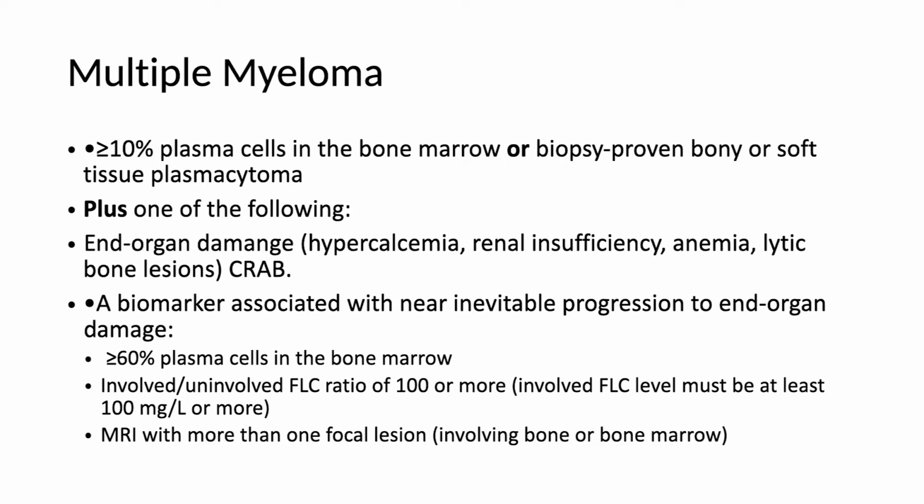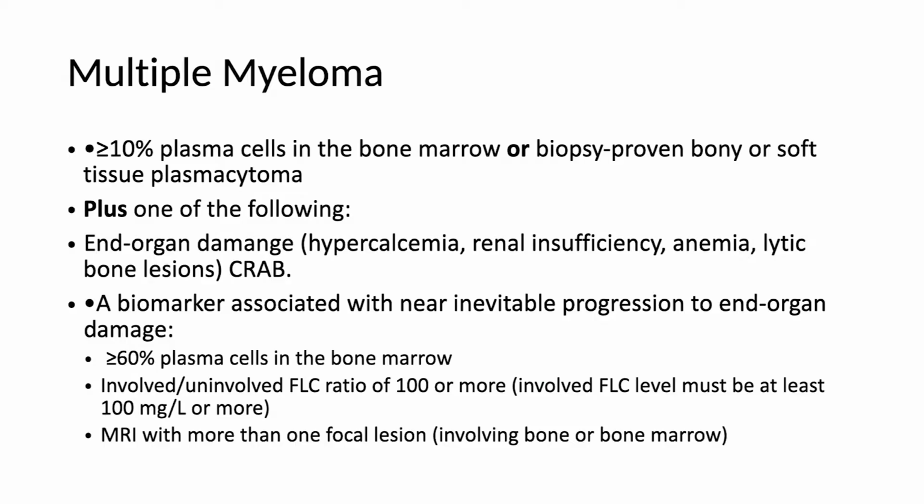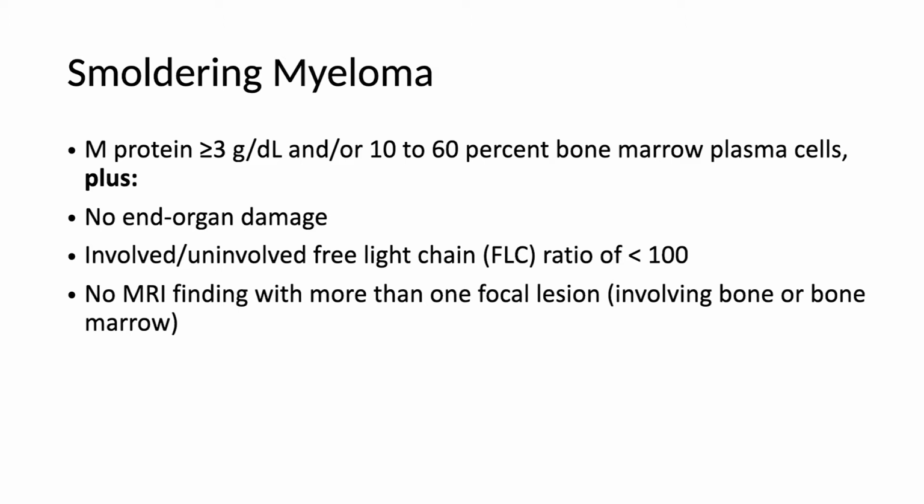There are some other criteria or biomarkers which are associated with near inevitable progression to end organ damage. That's when you have more than 60% plasma cells in the bone marrow. It's very unlikely not to have end organ damage with this level of plasma cell infiltration. And the free light chain ratio, if it's more than 100, it's very unlikely that you do not have any end organ damage, or it's going to be very soon. MRI with more than one focal lesion involving multiple areas of bone or bone marrow, these are also suggestive of multiple myeloma.